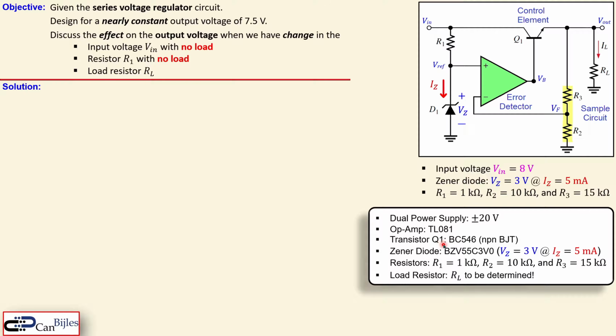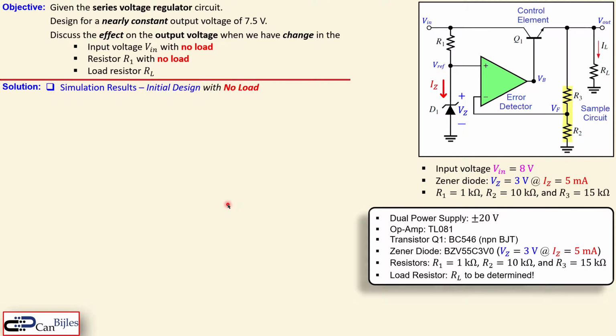The transistor Q1 will be BC546, which is an NPN bipolar junction transistor, and the Zener diode here is 3 volts at 5 milliamps operation, which is then this type. I searched for this specifically and found that it indeed has a 5 milliamps Zener current and 3 volt Zener voltage. The resistors we have calculated were 1 kilo ohm, 10 kilo ohm and 15 kilo ohm. The load resistor is not defined yet, so we need to determine that. That will be discussed later when we look at the effect of this load resistor RL.